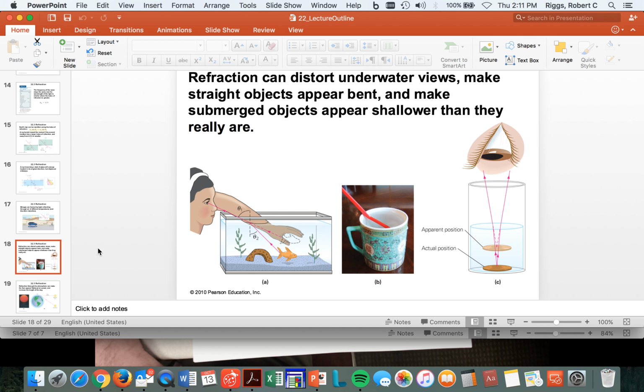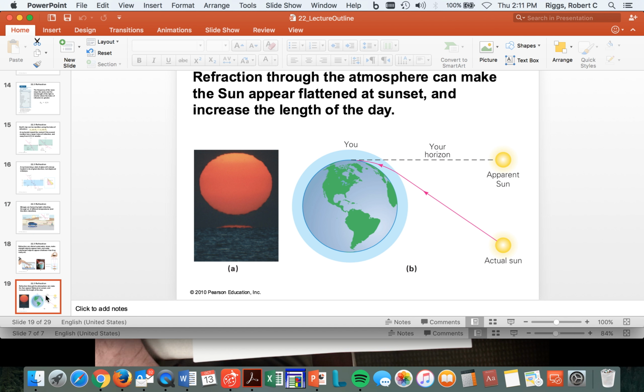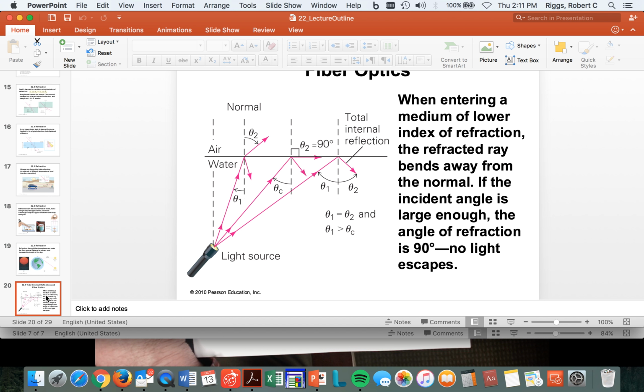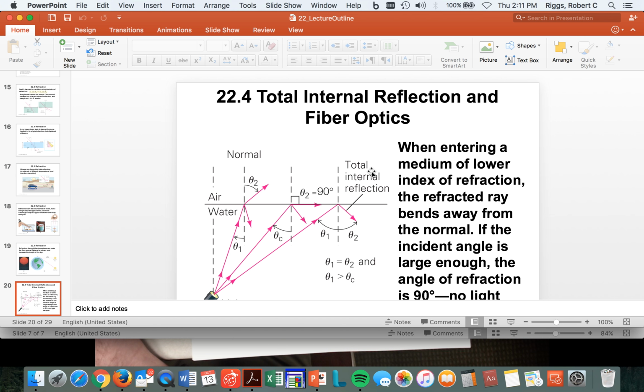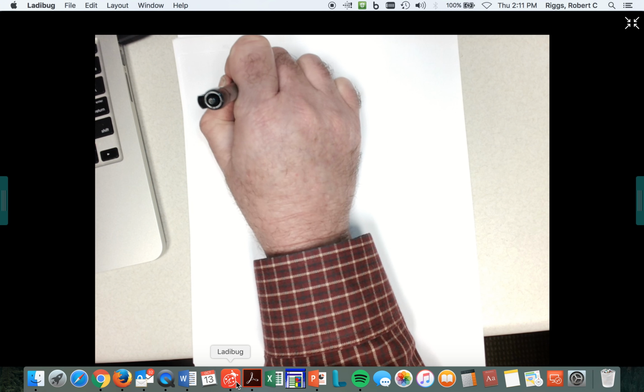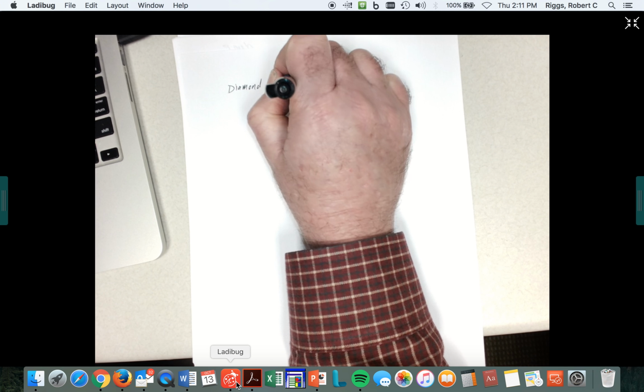All right. So now let's go. This leads to something kind of cool. This leads to fiber optics and total internal reflection. It's good stuff. Look at this, here's the idea. Let's go back to our diamond and look at light coming out of it.